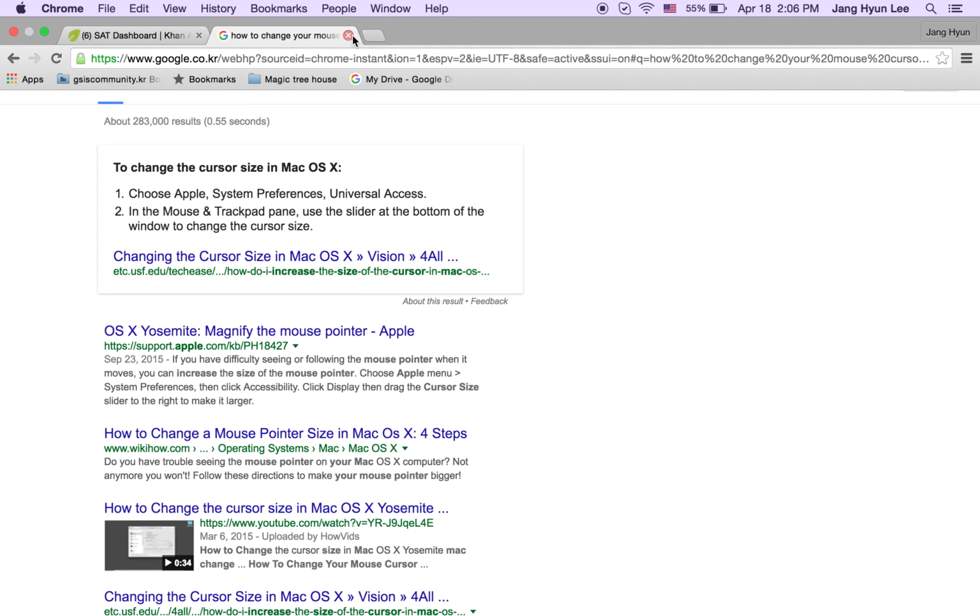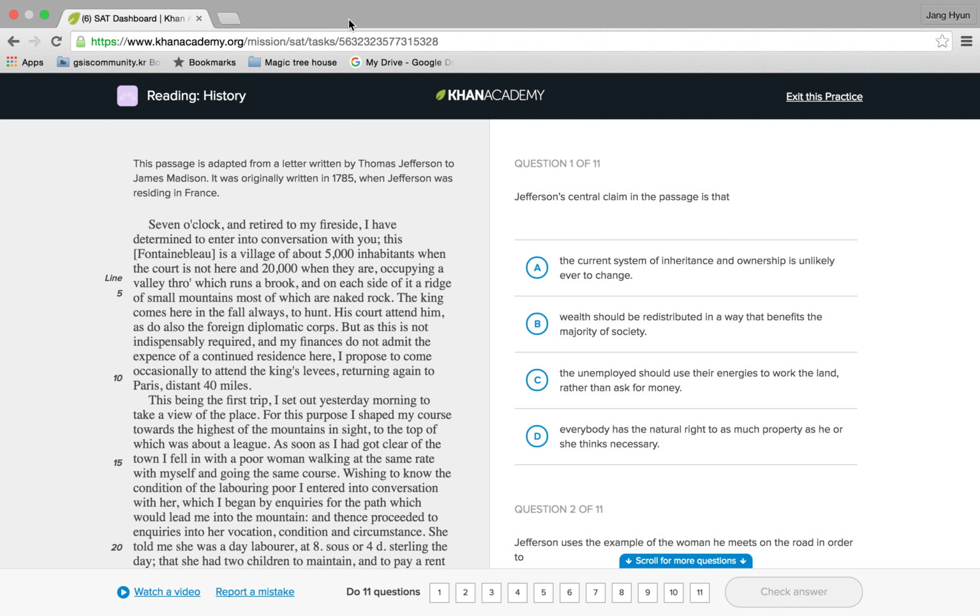Why am I showing you this changing cursor size? Well, because originally my cursor was quite big. I mean, it was huge. But because we're going to read a passage today, I actually have to point and show you where we're reading. So I changed the settings.